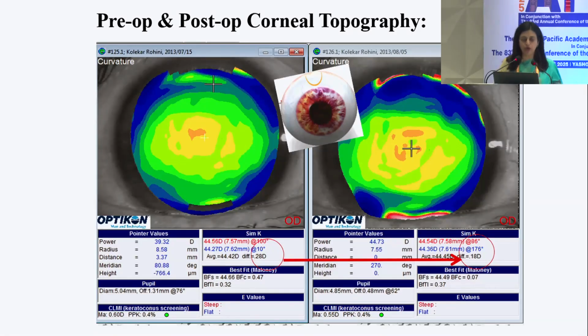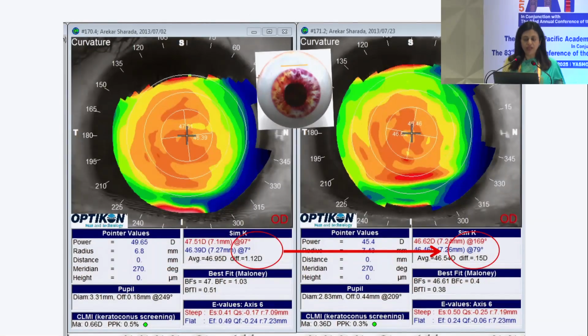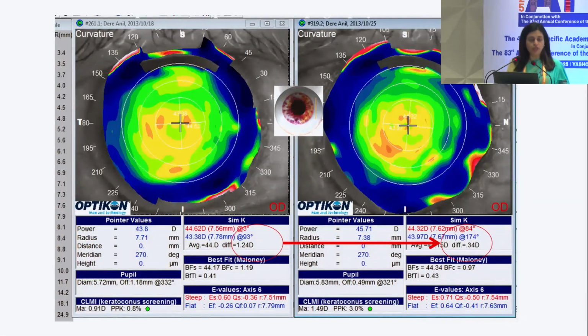Here we see a preoperative 0.28. The patient underwent a perfect U-shaped superior incision and there is hardly any induction of SIA. Here is a little higher astigmatism of 1.12. The axis is 97. A superior straight, slightly large incision has neutralized the astigmatism to 0.15. Here again a slightly higher astigmatism, 1.24. Look at the axis. The temporal straight incision has reduced the astigmatism further.